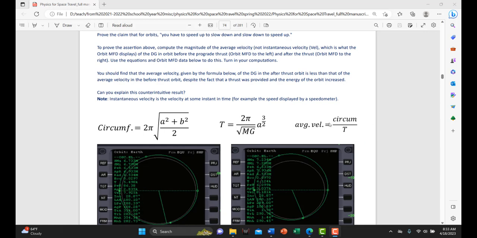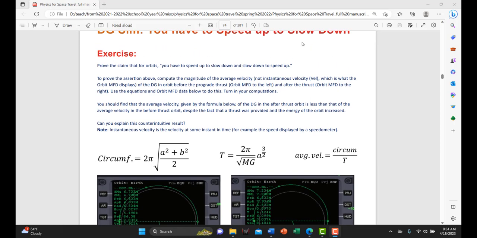The average velocity is equal to the circumference of the orbit divided by the period of the orbit. And those can be computed with these equations. A is the semi-major axis. B is the semi-minor axis. That's SMA and SMI. M is the mass of the Earth, whatever one is orbiting. Again, in this case, the Earth. So that's 5.98 times 10 to the 24th. G is the usual 6.67 times 10 to the minus 11th. Okay, so compute this for before thrust and after thrust, and you'll find that this is proven.